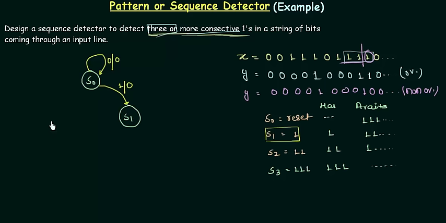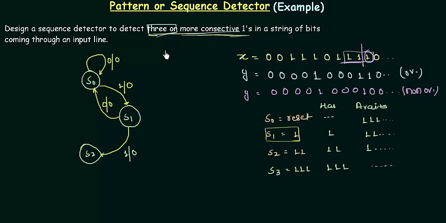Now we are on S1 and we have two possibilities. Either the input is 0 or it is 1. If the input is 0, it again goes back to S0 with the output equal to 0. Now if the input is 1, it will go to the next state, and the next state is S2 with the input equal to 1 and output equal to 0. So you can see how it is working.